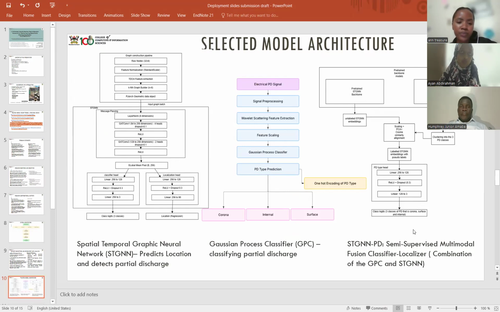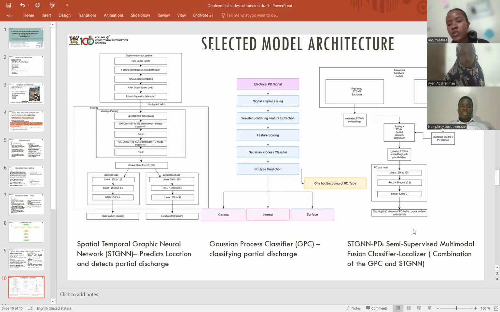Since the first model lacked a way of classifying the partial discharge, it would just detect that this is a partial discharge signal. So what we did was to get the embeddings from the graph neural network, and also get the embeddings from the GPC, and then we use the embeddings of the GPC in order to teach the graph neural network what different types of partial discharge looked like. Since the acoustic partial discharge data was unlabeled, we had to find a way of labeling this data.